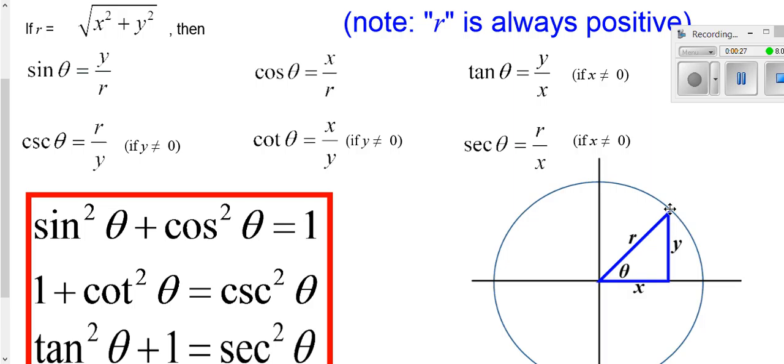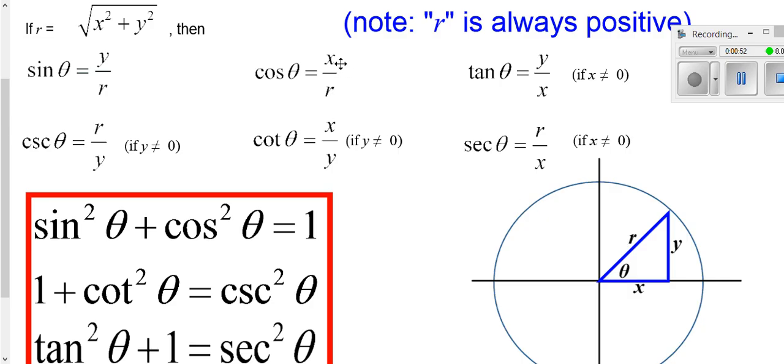We always make our triangle to the x-axis, never to the y, and then we can go ahead and use our hypotenuse, which is the Pythagorean theorem, to get that hypotenuse. Now, sine can be defined as y over r, because if you think of SOHCAHTOA, it's the opposite, which is y, over r, which is your hypotenuse.